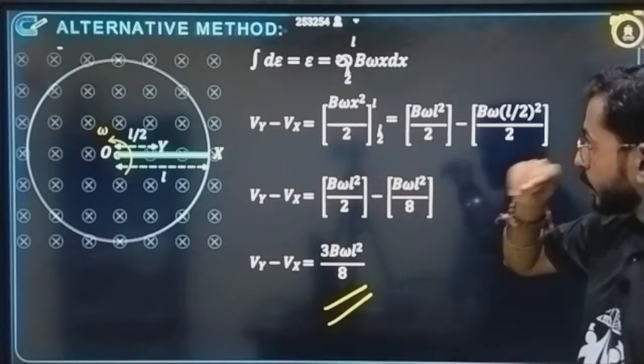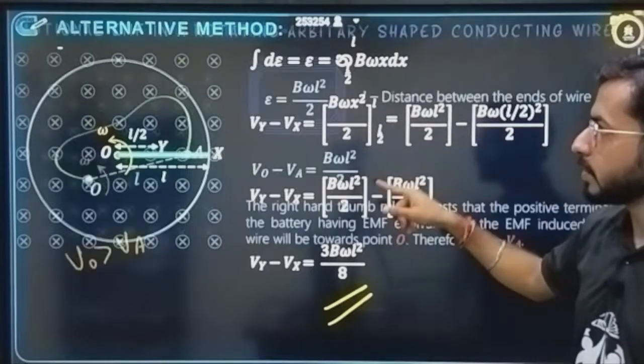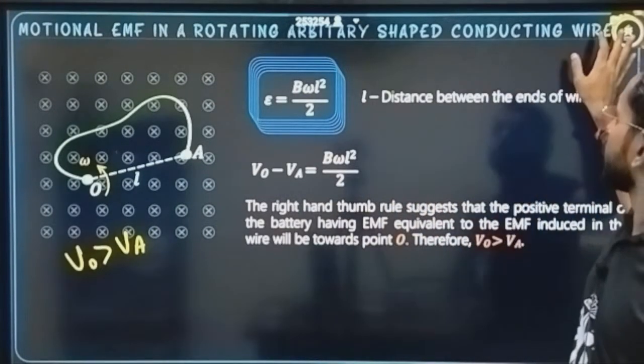Alternate method, that also I have told you: go for the integration, just the limits of integration will be changing from L by 2 to L. That is also we have already discussed.